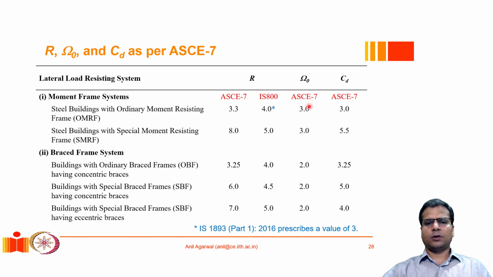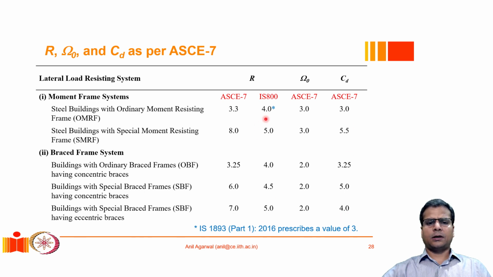As I had mentioned before, the Indian code does not explicitly mention the overstrength factor anywhere, but it gives a constant value of 2.5 for all different types of frame systems. The American code gives an overstrength factor of 3 for moment resisting frame and an overstrength factor of 2 for the braced frames. The displacement amplification factor we will talk about in a minute.